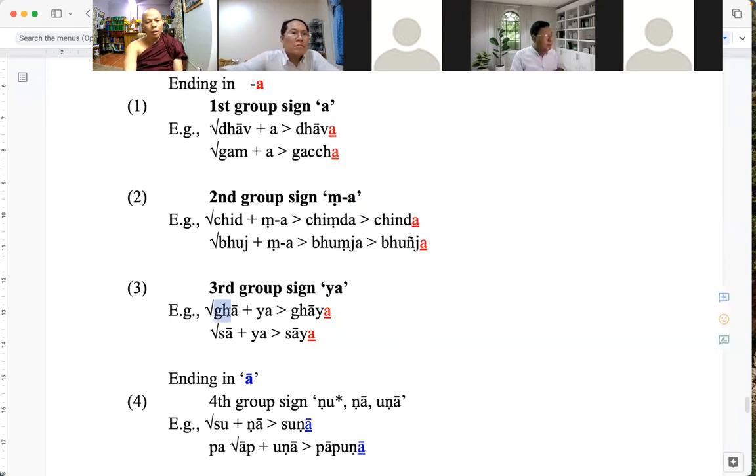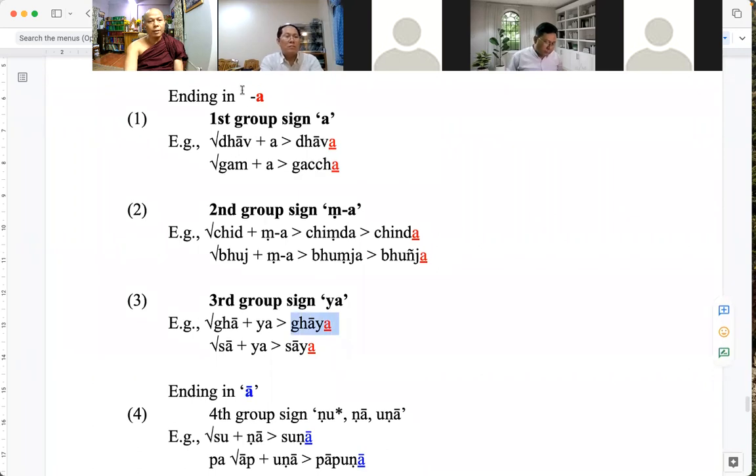So root gha means to smell, the scent, bad scent or good scent, or odor like that. Okay, so to the root gha, by adding the ya, we have the ghaya base. Even though the ya is the sign, the base is ending in a. So this vowel base is also ending in a. So the past group ending in a. The same way, root sa means to taste.